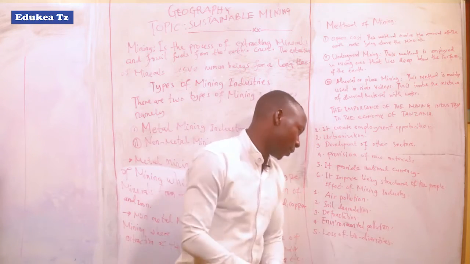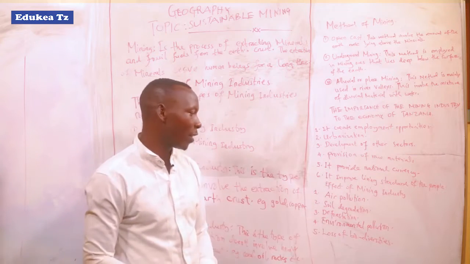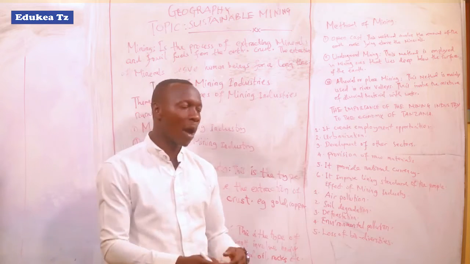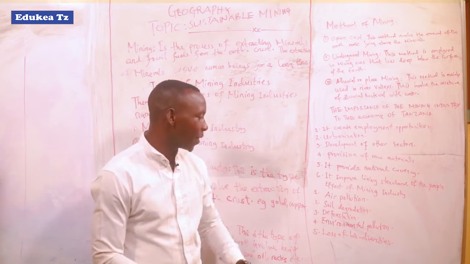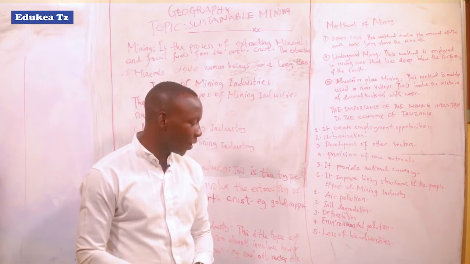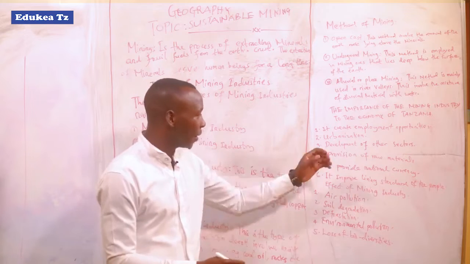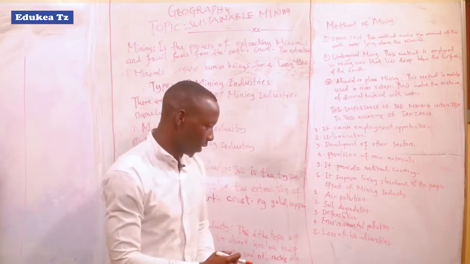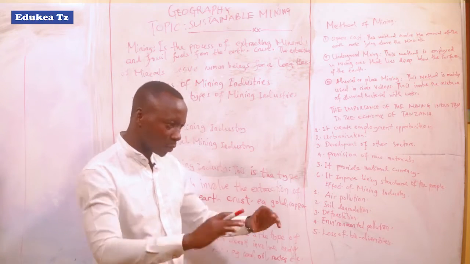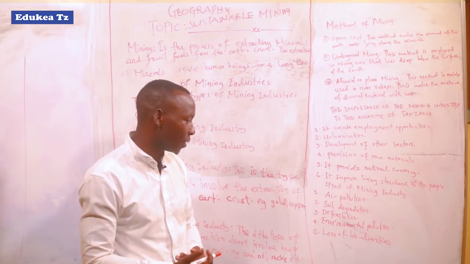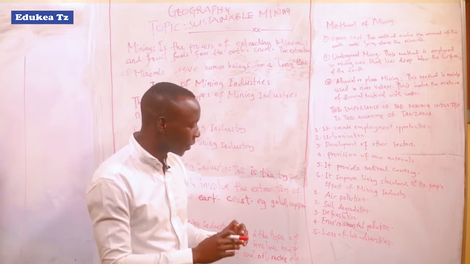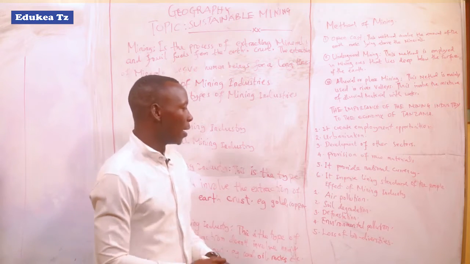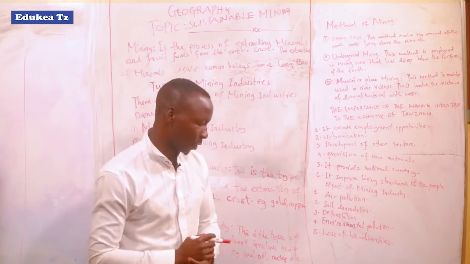Another is soil degradation. Soil degradation is the removal of the uppermost layer of the earth's surface. The removal of the uppermost layer of the earth's surface occurs during the clearing of the area, so that the activity can take place. So through doing that, soil degradation takes place because of the heavy activities that take place there, especially mining activities, leading to soil degradation.